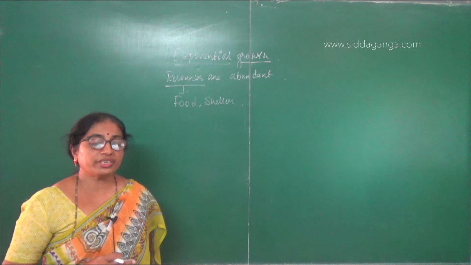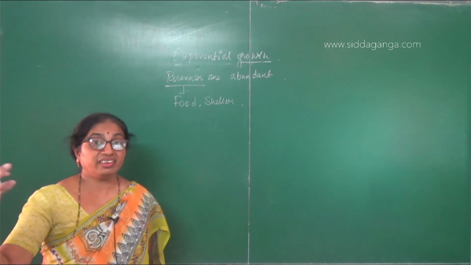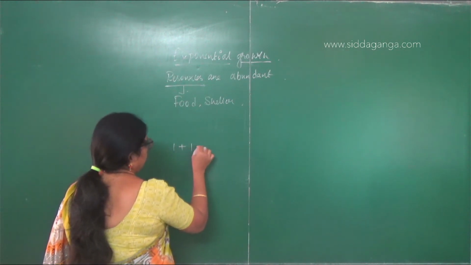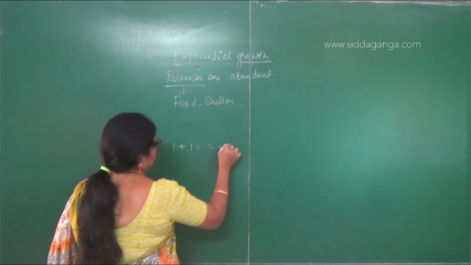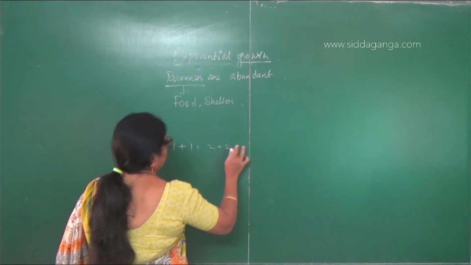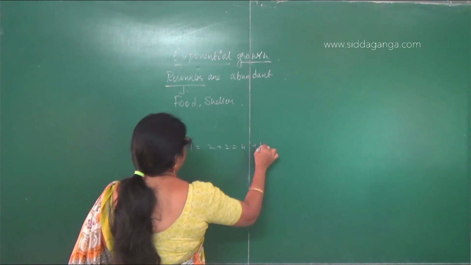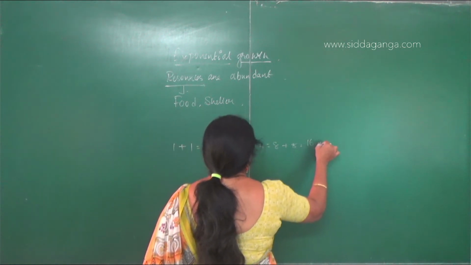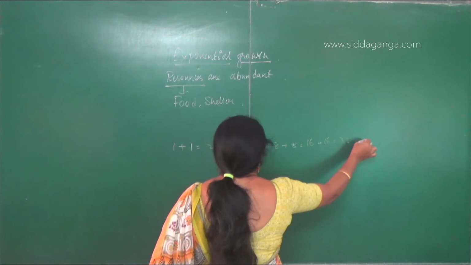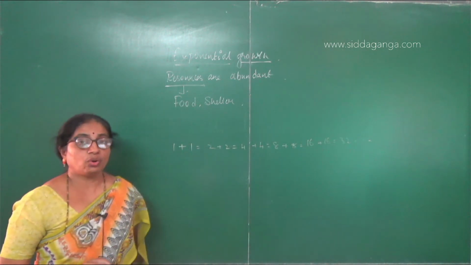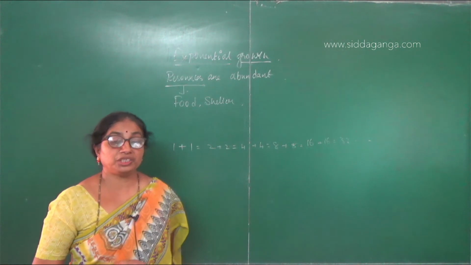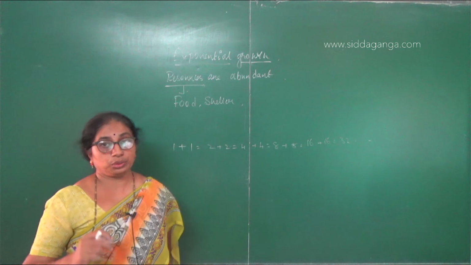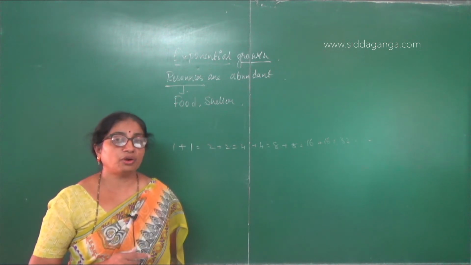What is the meaning of this? How does it increase in geometric ratios? Like 1 plus 1 becomes 2. 2 plus 2 becomes 4. 4 plus 4 becomes 8. 8 plus 8 becomes 16. 16 plus 16 becomes 32. So if this goes on, then you call that an increase in the population in geometric ratios when there are abundant resources.